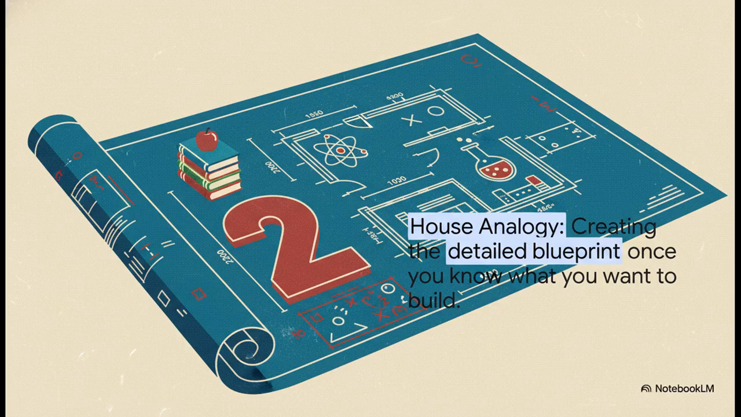Okay, so we have our target. Now what? Step 2 is the outcome-based curriculum. Once you know what kind of house you want, you don't just start nailing boards together. You need a detailed blueprint. For education, that means we ask, how do we design our courses to actually achieve that outcome? This is where we map out the whole journey.